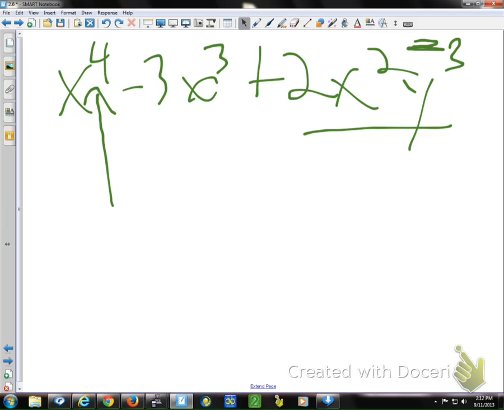Yeah, you just add the 2 and the 3, it'd be 5. That's right, you add the exponents and it'd be 5. Right? No, if I just asked for the degree, it would just be 5. Just the highest exponent.